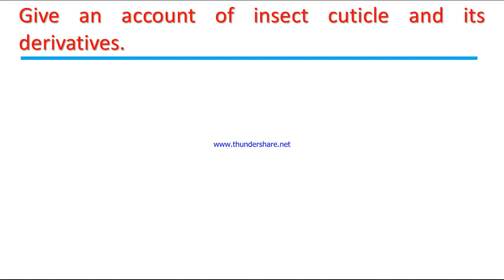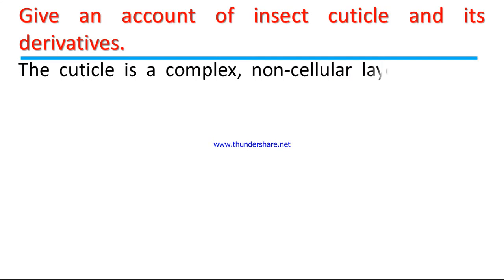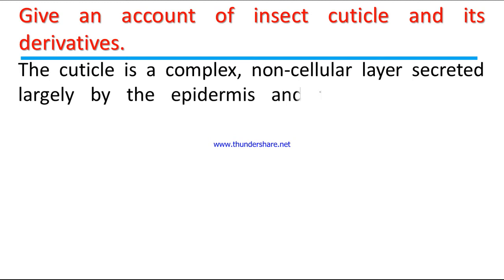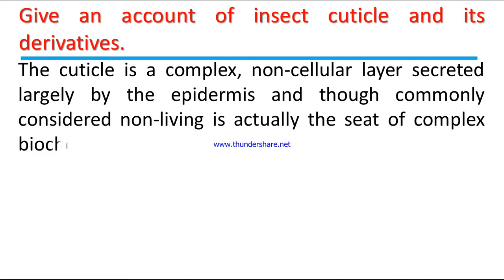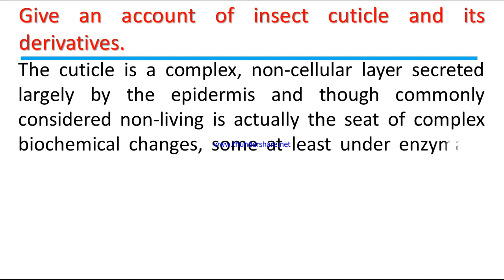A very important question on this discussion is: give an account of insect cuticle and its derivatives. Answer: The cuticle is a complex non-cellular layer secreted largely by the epidermis and, though commonly considered non-living, is actually the seat of complex biochemical changes, some at least under enzymatic control.